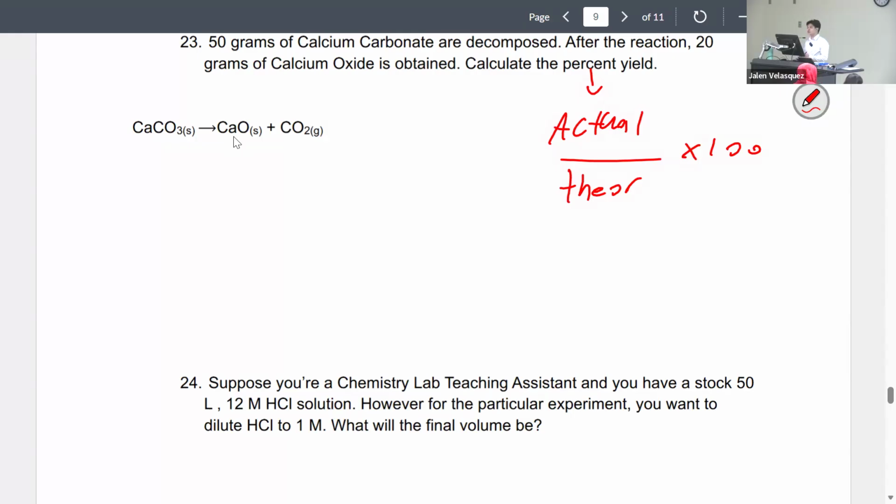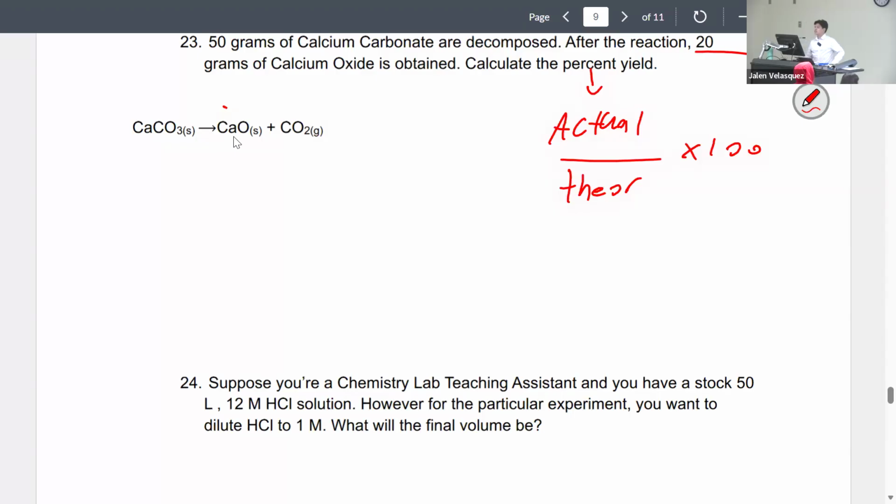Right, so the actual yield you will always be given, and the theoretical yield will be your job to figure out through stoichiometry. Okay, so we have the actual yield, right? I'm telling you how much calcium oxide we're obtaining. Now we have to figure out the theoretical yield, right?